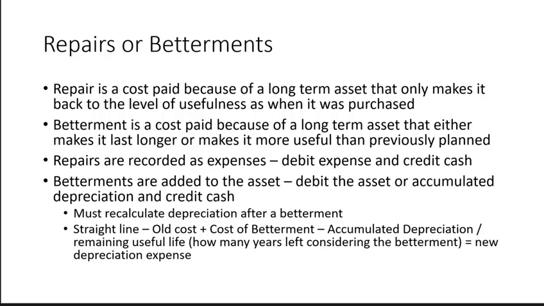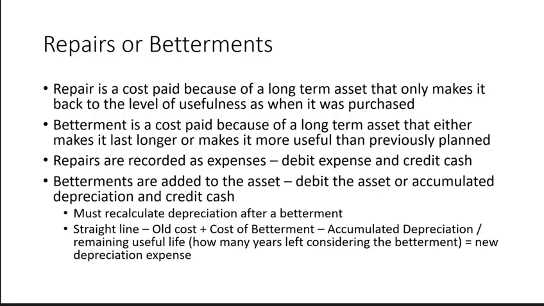If it's a repair, it means that all it's doing is getting it back to the same that it was. It broke and we've got to fix it to make it work properly. If that's the case, it's just a repair expense, debit and credit cash. That's it. That's the easy one. If it's a betterment, meaning that it actually made the asset last longer or more useful, it makes more widgets now, it'll go more miles, whatever about it, it becomes more useful, then that means it's a betterment.